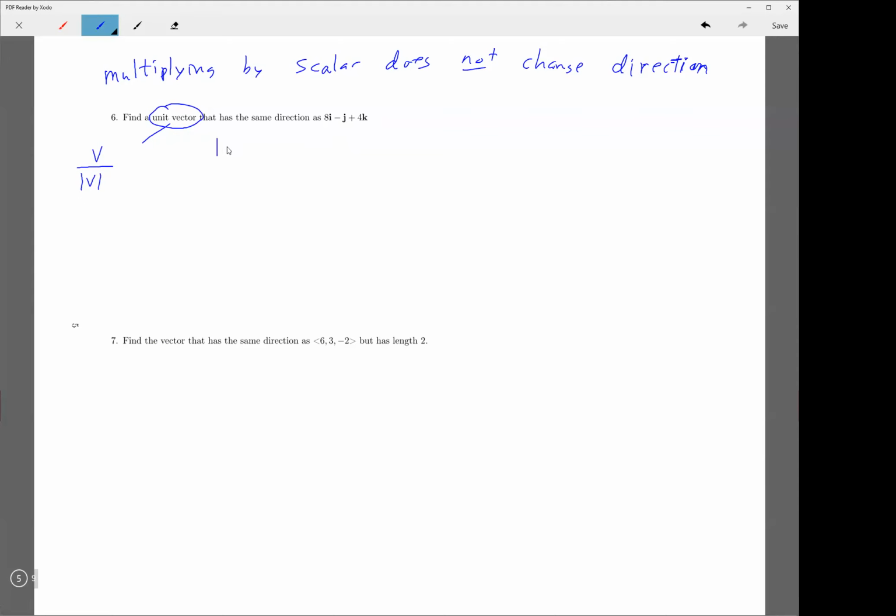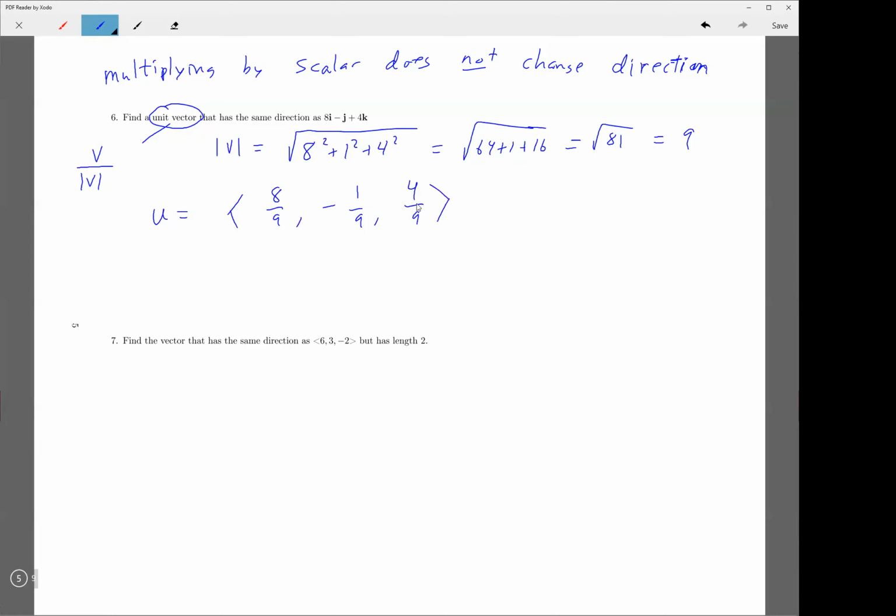So what we need to do is find the magnitude first, which is the square root of the sum of the squares of the components. So that's 64 and 1 and 16, which is the square root of 81. Whoa, that's 9. Okay, so if we just divide everything by 9, then that is going to have magnitude 1. Okay, so let's go ahead and input that.